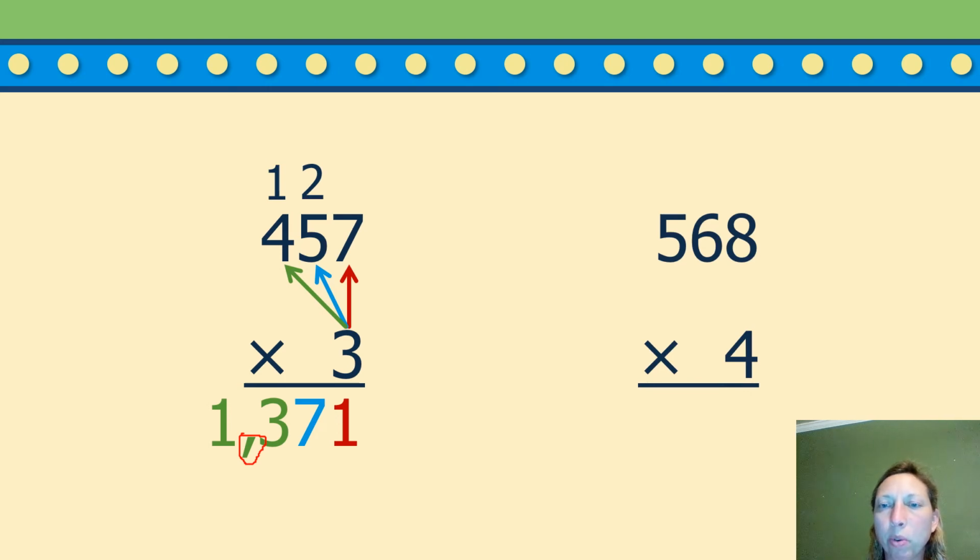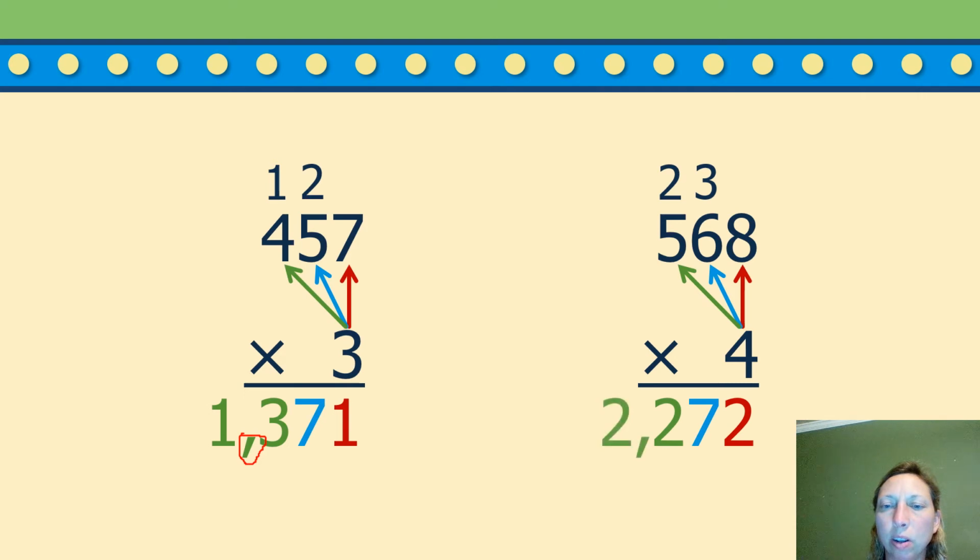568 times 4. 8 times 4 is 32. Splitting it up there, 6 times 4 is our next step. That's 24, but you have to add in your 3. 24 plus 3 is 27. So now we have 5 times 4 as our next step. That's 20, but then add in the 2 here. 20 plus 2 is 22. And they added that comma there, 2,272.